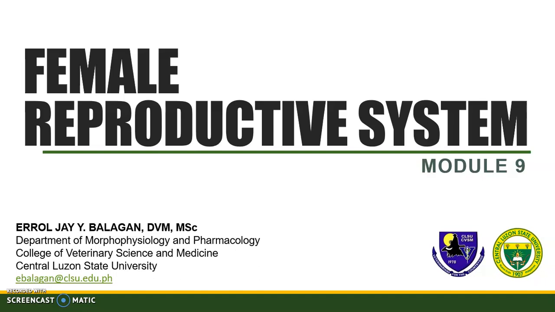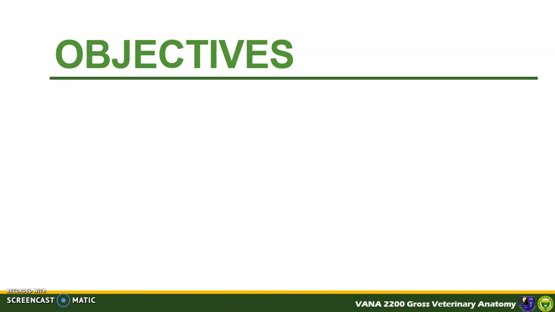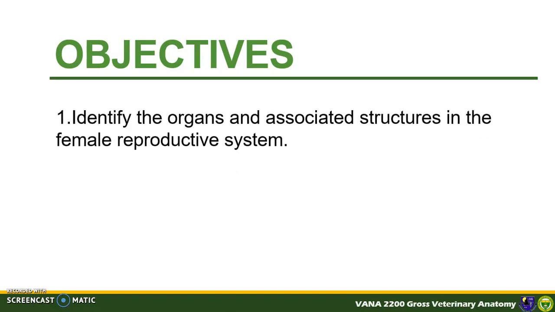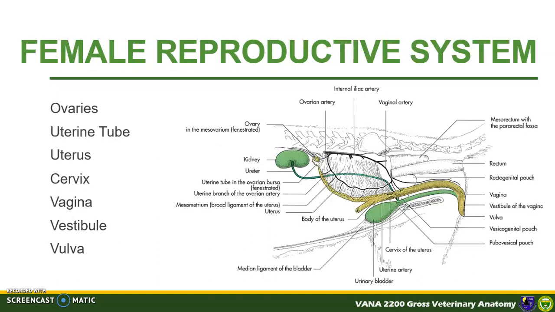Welcome to Module 9. This is the second part of the reproductive system module, and we will now discuss the gross anatomy of the female reproductive system. At the end of this module, you should be able to identify the organs and associated structures in the female reproductive system. The female reproductive system includes paired ovaries, paired uterine tubes or the oviducts, the uterus with the uterine horn, the body and the cervix, the vagina, and the vulva.